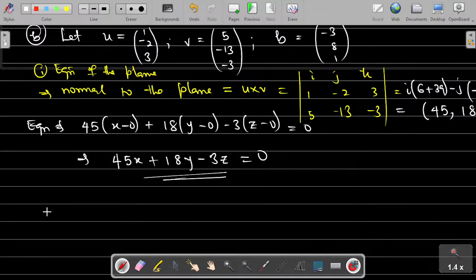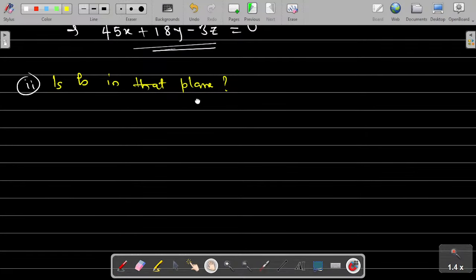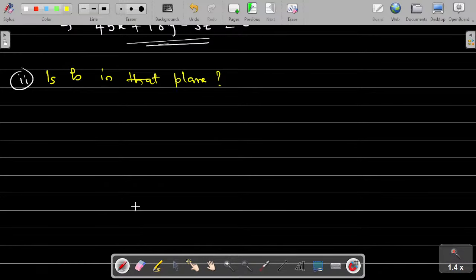And then the second part says that we should confirm if B is in the plane. Is B in the plane that we just produced? So how do you determine that? Clearly our B is minus 3, 8, 1. That is our B. You can see that it does not satisfy the plane equation, and you can check that.